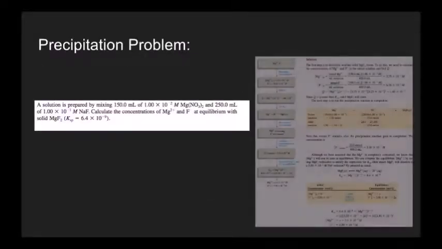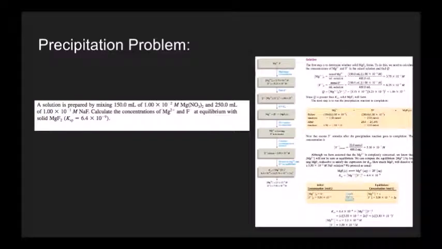So here's a precipitation problem. A solution is prepared by mixing 150 milliliters of 0.01 molar Mg(NO3)2 and 250 milliliters of 0.1 molar NaF. Calculate the concentrations of Mg2+ and F- at equilibrium with solid MgF2, with Ksp 6.4e-9. So the first step is to determine whether MgF2 forms.